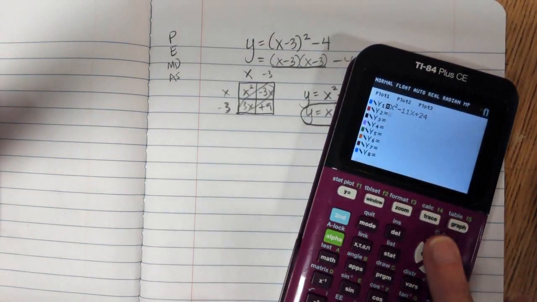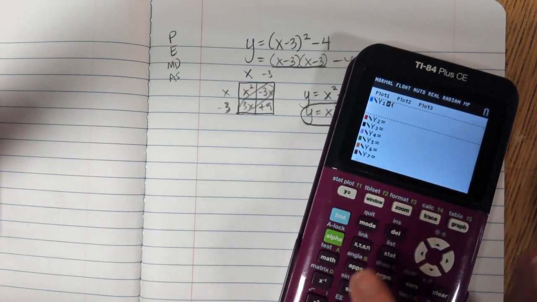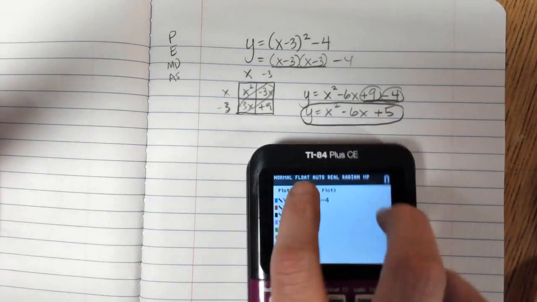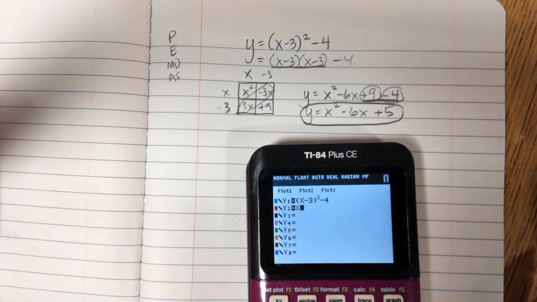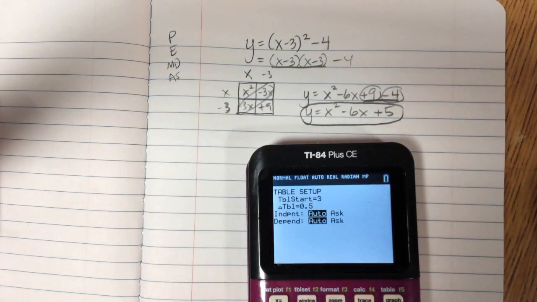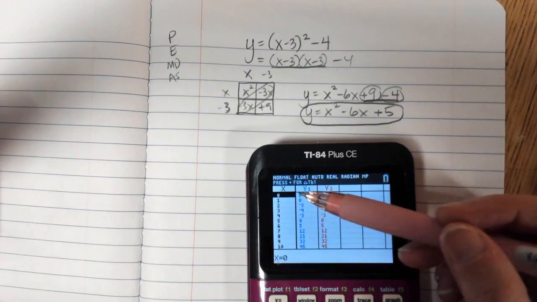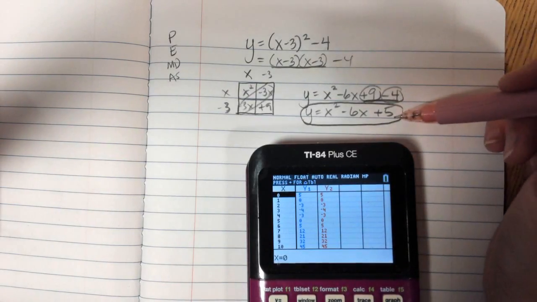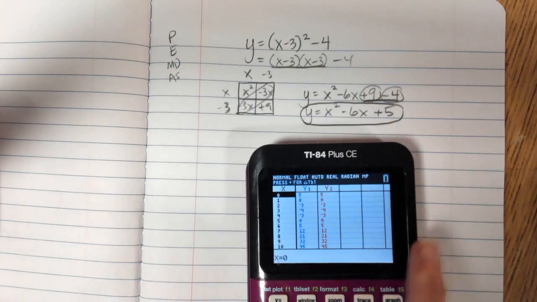Okay, so if I put parentheses x minus 3 squared minus 4 into my calculator in y1, and then in y2 I put what I got, which is x squared minus 6x plus 5, they should be equivalent. When I look at the table, they are equivalent. All my y1s and y2s are equal. That means I simplified them correctly, and that this and this are both equivalent. Okay, let's try another one.